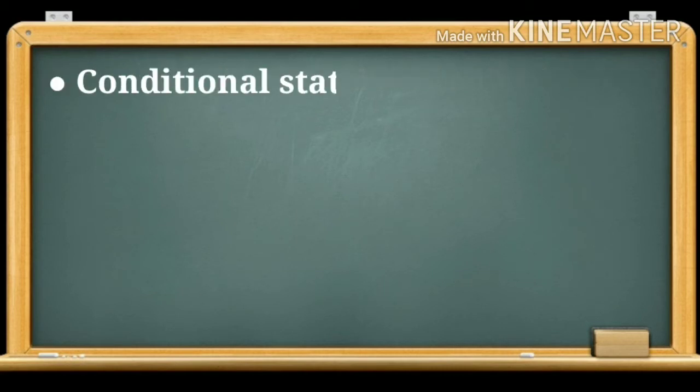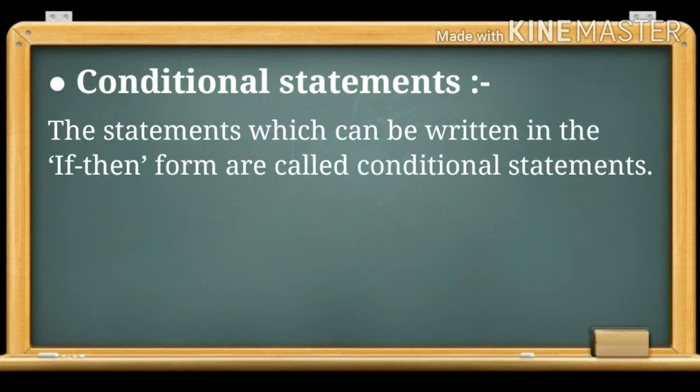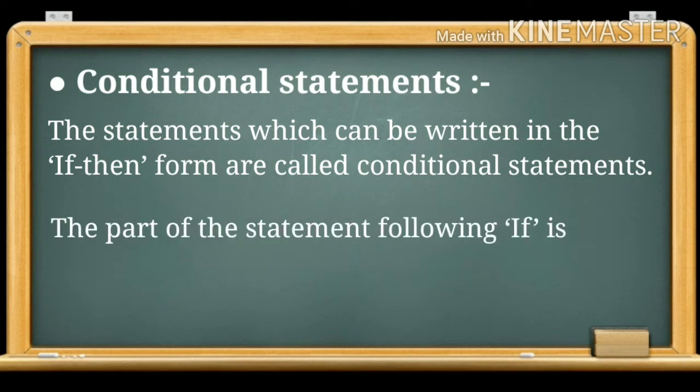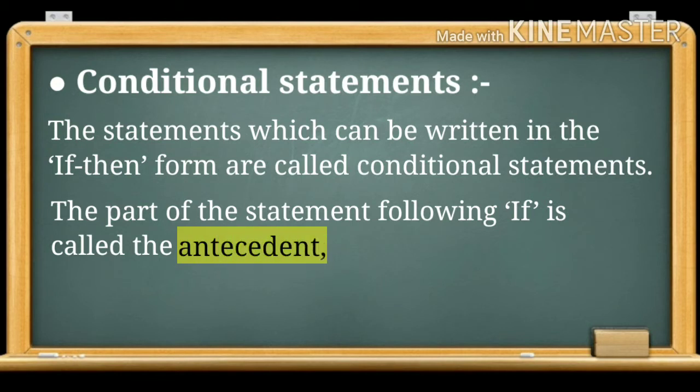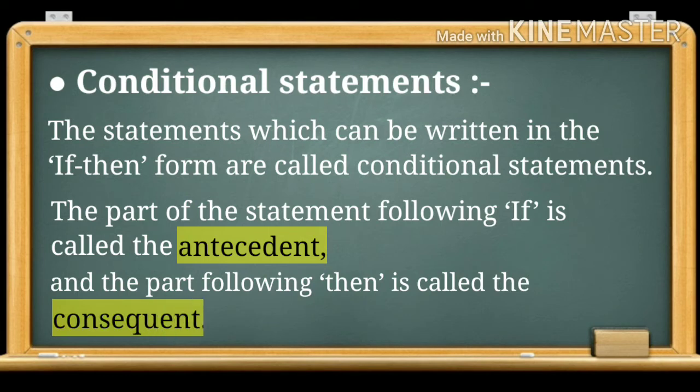First, let's see the conditional statement. The statements which can be written in the if-then form are called conditional statements. The part of the statement following if is called the antecedent and the part following then is called the consequent.